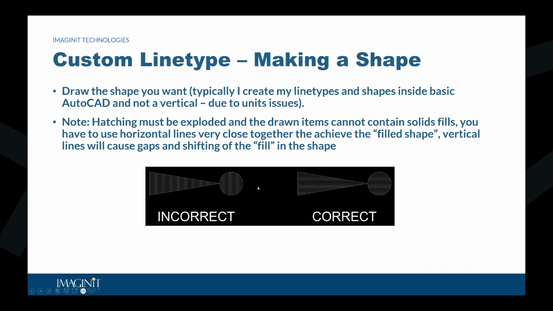And then if you want a quote unquote fill, you actually have to hatch the object with horizontal, not vertical lines. Horizontal, because verticals don't show up in shapes correctly. And then once you hatch those things, you have to explode the hatch in order for it to be picked up by the shape creation. So in this particular case, this one will create something that when printed will emulate a filled shape.